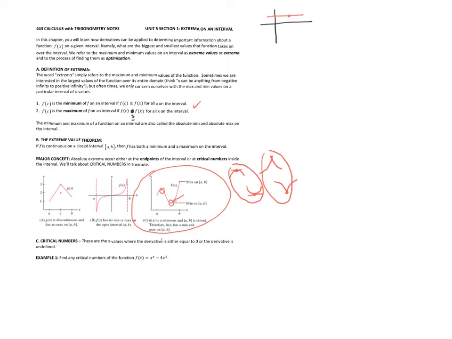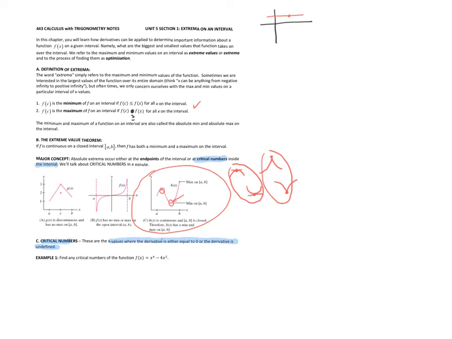So we're going to identify critical numbers as places where the slope is either zero or undefined. So you can look at that. Critical numbers are x values where the derivative is either equal to zero or the slope is undefined. They're going to be the gateways to finding our mins and maxes. So we better get good at finding those. So that's what we're going to do.